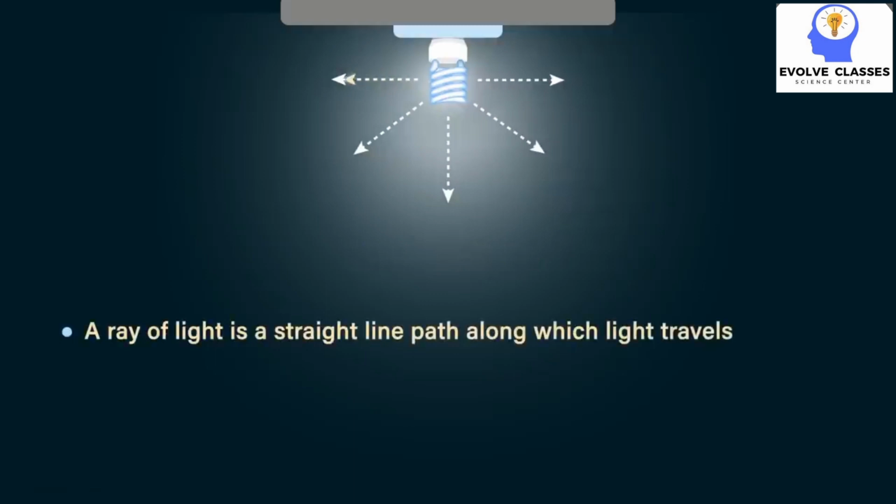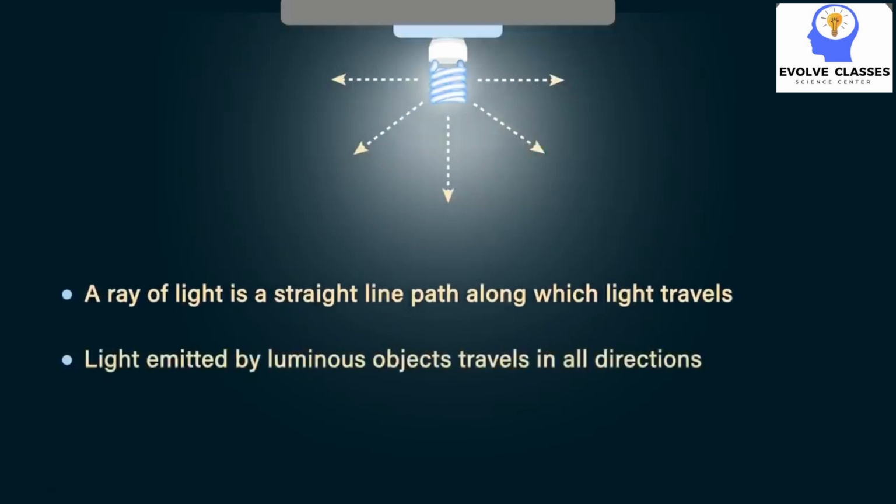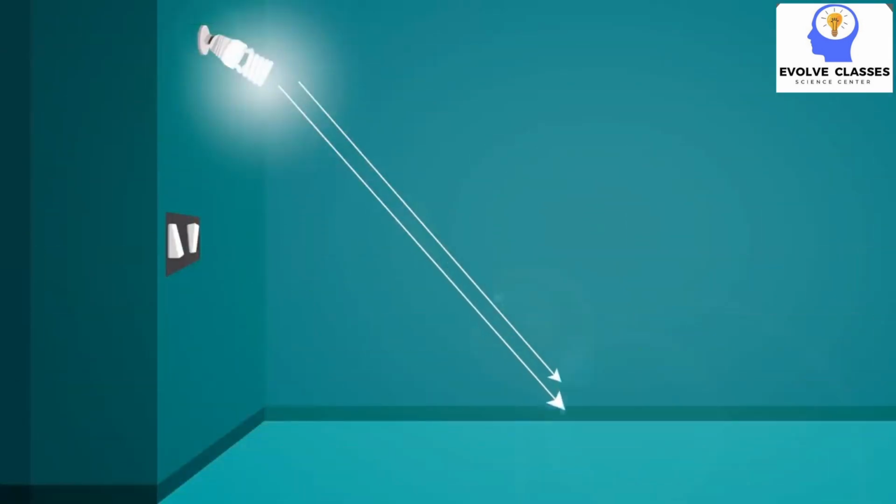A ray of light is a straight line path along which light travels. So now we know that light emitted by luminous objects travels in a variety of directions. Suppose rays of light from this fluorescent bulb fall on the surface. It, being non-luminous, reflects these rays, and these reflected rays travel along a certain path.